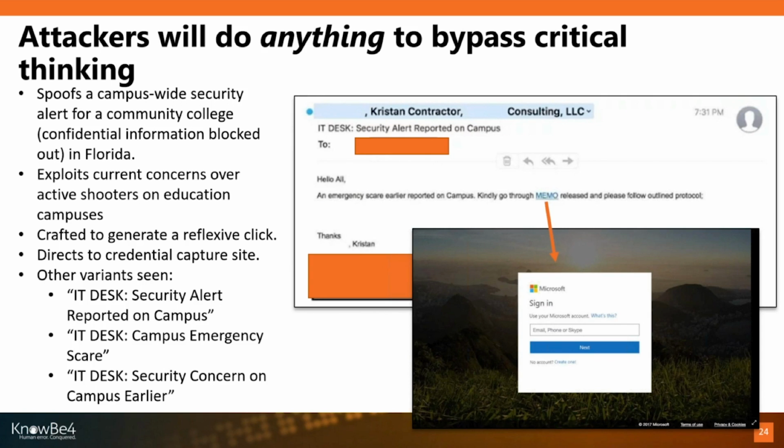This is an actual reported email, and it was a university campus. The idea here was, hello all, emergency scare earlier reported on campus. Kindly go through the memo released and please follow the outline protocol. Now, in this case, they knew that they used Microsoft for the email there. So what they did is they sent them to a credential phishing page. The individuals would put in their information. Next thing you know, the email account is taken over by the attackers.